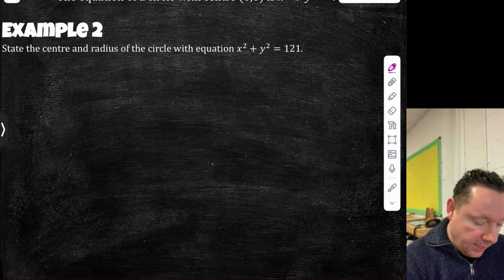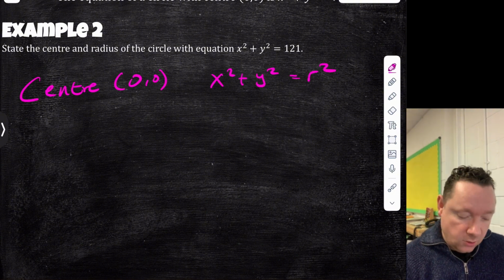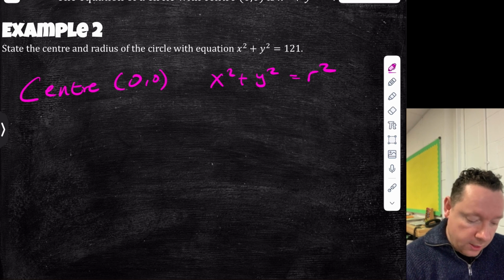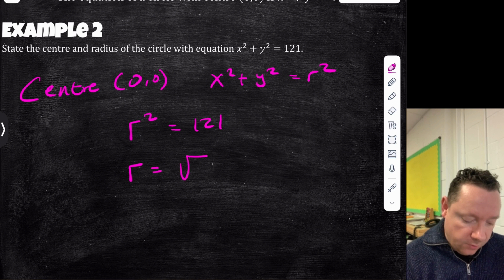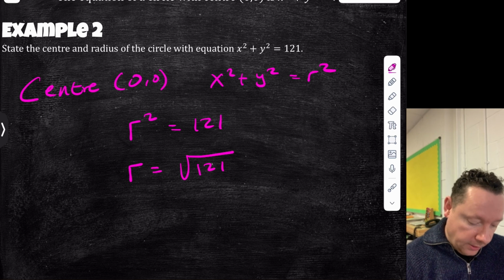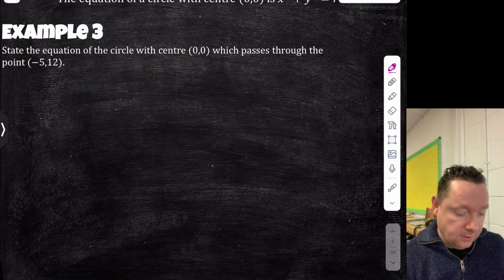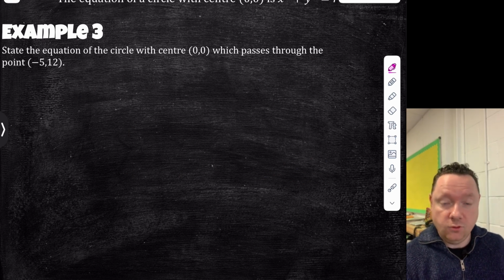Okay, so we know the centre is 0, 0, and that's because it's x squared plus y squared equals r squared. And then we need to find the radius. Well, since we know it's x squared plus y squared equals r squared equals 121, the radius is simply the square root of 121. And we could work that out. It's 11. So the radius is 11. Whatever the units are, most of the time we won't be told centimetres, metres, or anything like that. Example 3, state the equation of a circle with centre 0, 0 that passes through the point minus 5, 12.